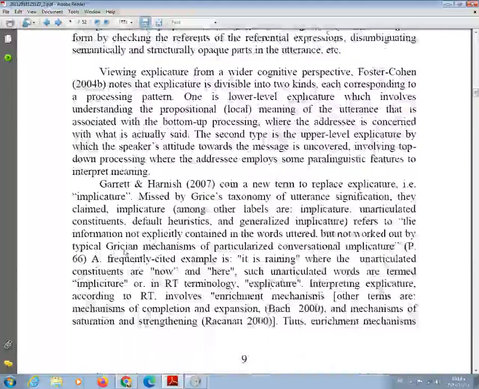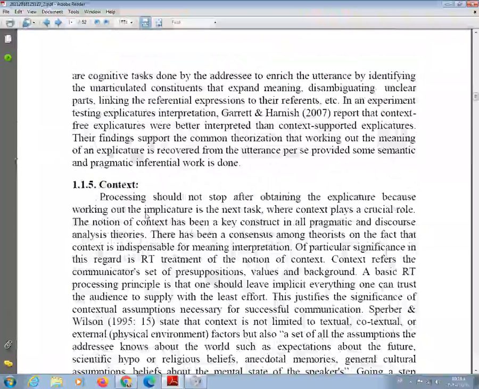Yeah. Let's go to context. Yeah, context. A very important term. Processing shouldn't stop after obtaining the meaning. Okay, here is where context plays a crucial part. Let's look at what's meant by context, because this term has undergone tremendous changes. The notion of context has been a key construct in all pragmatic and discourse analysis theories. We said pragmatics is what? Pragmatics, a branch of linguistics which studies meaning as it's intended by the speaker or the producer of text.